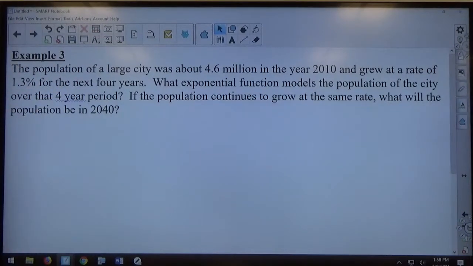Example 3. The population of a large city was about 4.6 million in the year 2010 and grew at a rate of 1.3% over the next 4 years. What exponential function models the population of the city over that 4-year period? If the population continues to grow at the same rate, what will the population be in 2040?